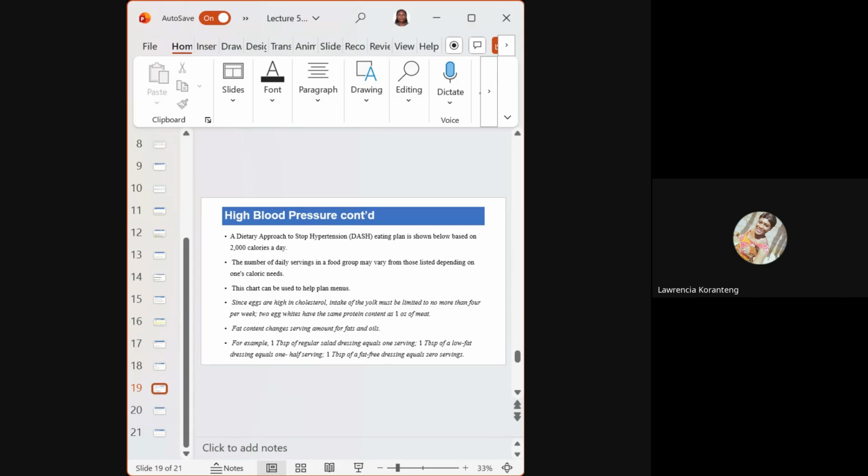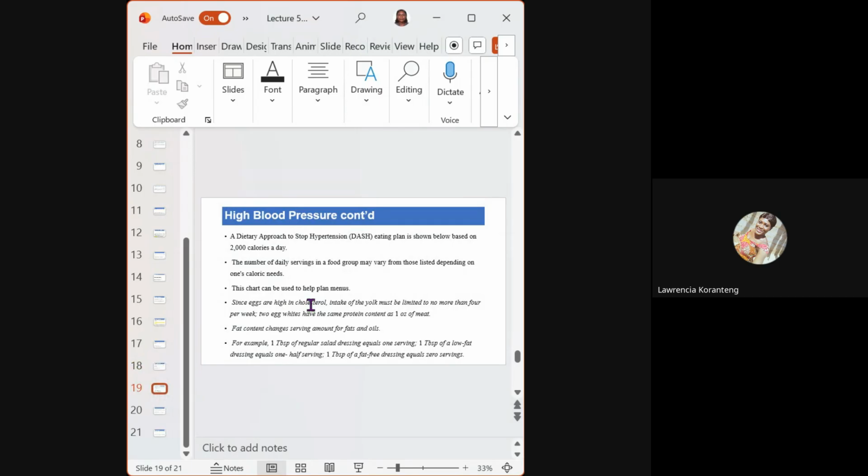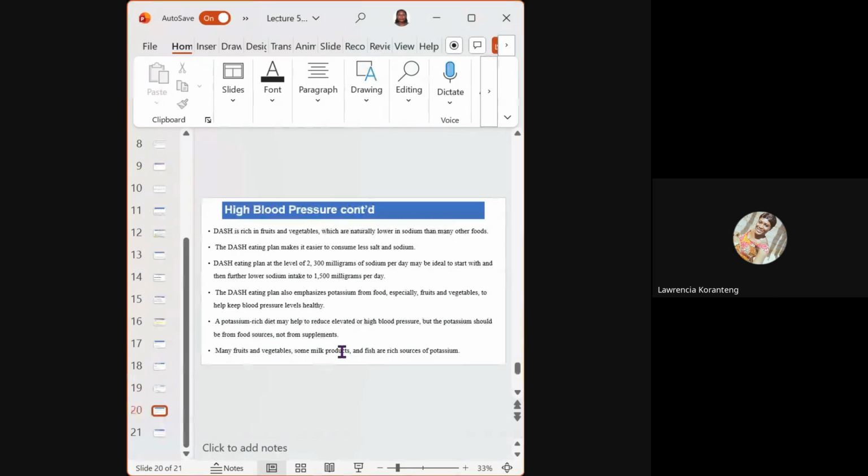Fat content changes serving amount of fat and oil. So change the amount. For example, 1 tablespoon of regular salad dressing equals 1 serving. So if you take 1 tablespoon, that is 1 serving. Remember, they are saying that for your fat, you should take 2 to 3 servings. So when you have hypertension, we need to decrease our fat intake gradually.